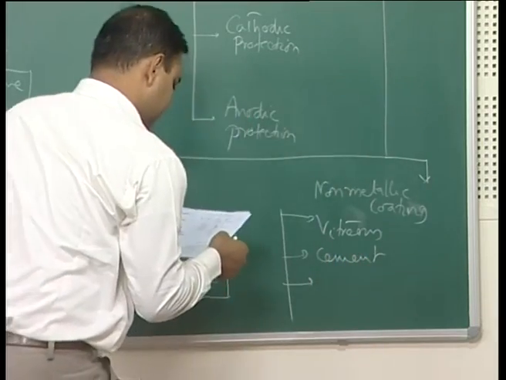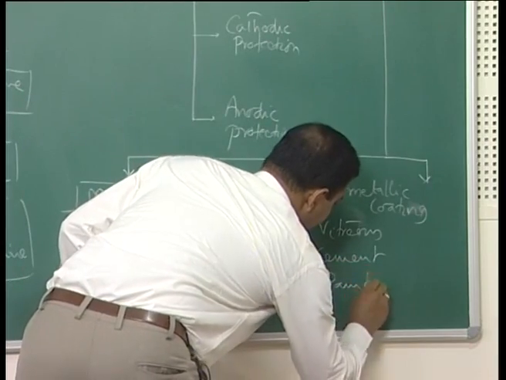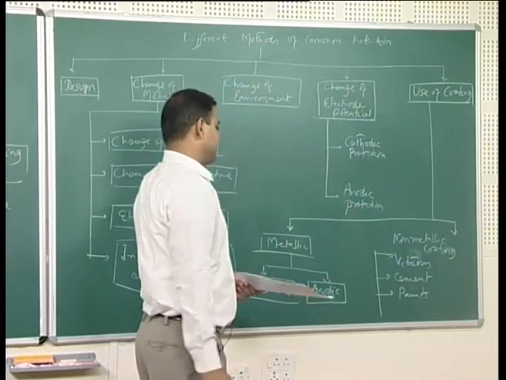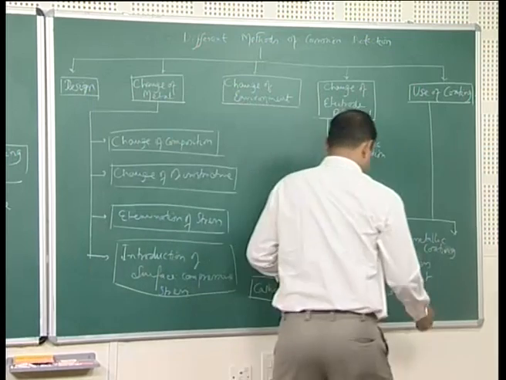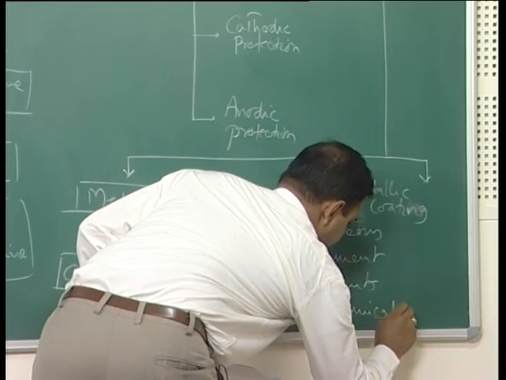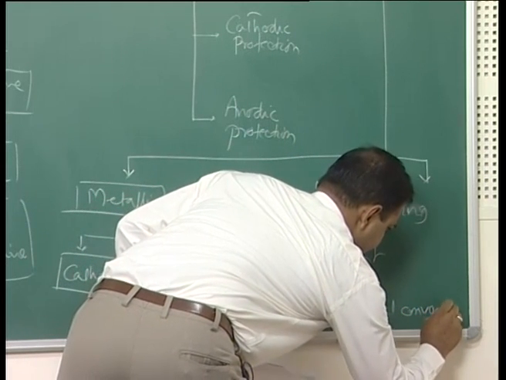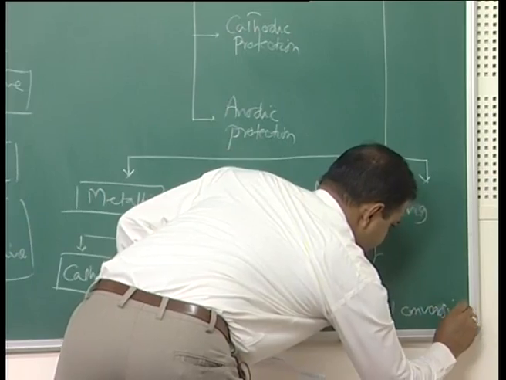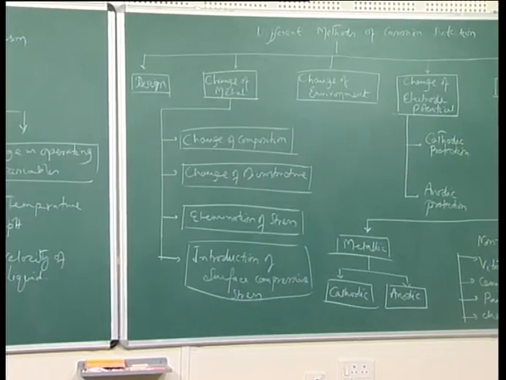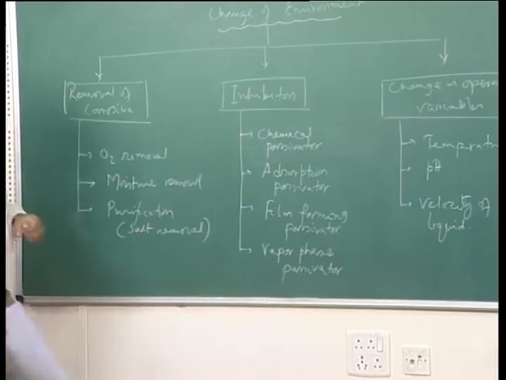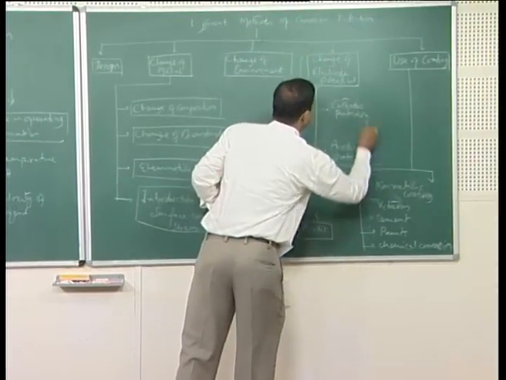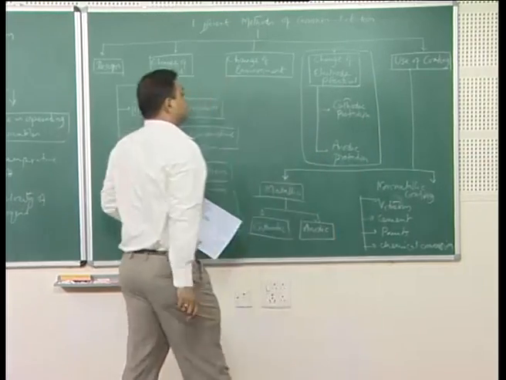then you have paints, organic paints. In case of car bodies, we generally put organic paints. Then you have chemical conversion. So, this is the entire picture of corrosion protection methods. Now, let us concentrate on this particular part.